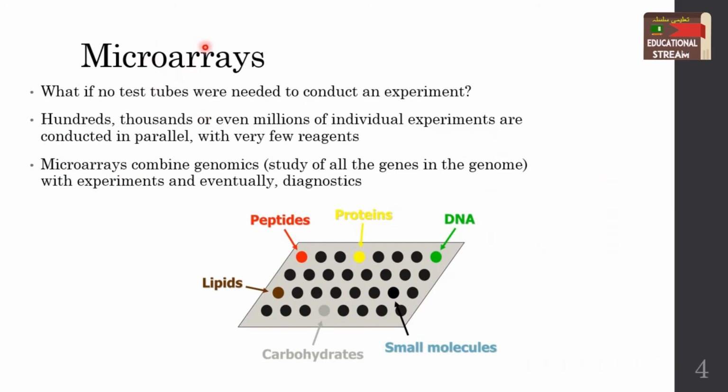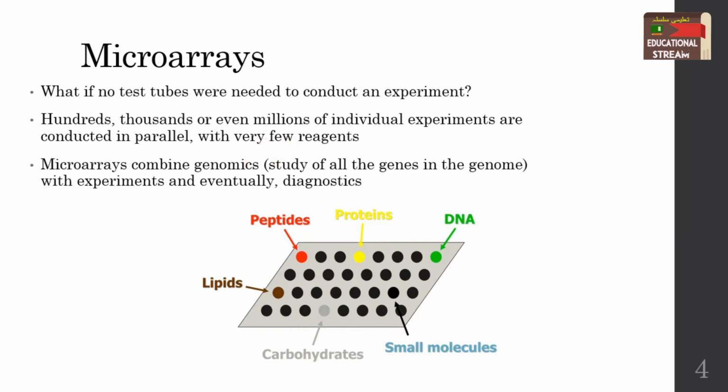Microarrays. As you have performed various kinds of experiments in lab during different courses, you have seen that you perform experiments in the test tubes. Like for example, we take a simple example of DNA isolation, right? You need certain Eppendorf tubes for isolating the DNA, and you are performing certain identification tests in which you are using the test tube. These are the large tubes, and you need a large amount of the samples to identify a particular compound. So if you think for a minute that if no test tube is needed to conduct an experiment, and you can perform hundreds, thousands, or even millions of the individual experiments in parallel with very few reagents.